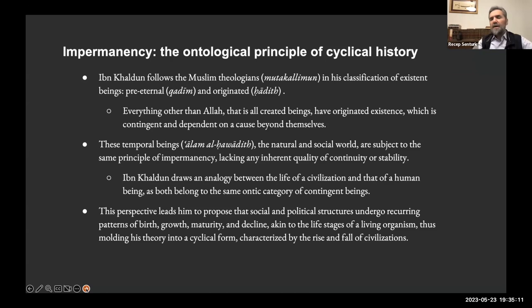Ibn Khaldun draws an analogy between the life of a civilization and that of a human being, a living organism, as both belong to the same ontic category of contingent beings. So they are all hadith, and they are all destined to grow, become powerful, and then decline and demise. This perspective leads him to propose that social and political structures undergo recurring patterns of birth, growth, maturity, and decline, akin to the life stages of a living organism, thus molding history into a cyclical form characterized by the rise and fall of civilizations.